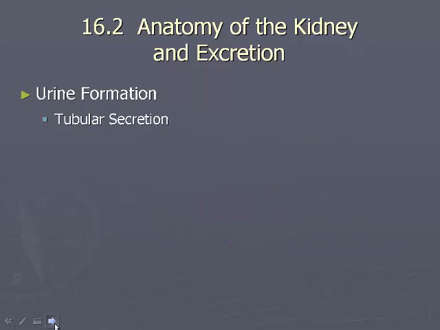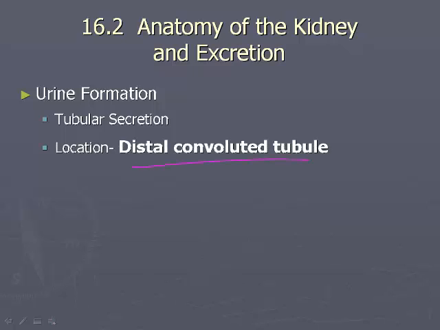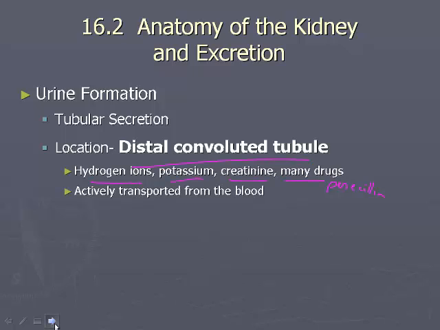Tubular secretion is the last one. So what's happening here, this is in the last part of your nephron, the distal convoluted tubule. So things like this are going to be brought back into the tubule from the blood. So hydrogen ions, if you want to raise the pH of your blood, potassium, creatinine, and any other drugs like penicillin will be brought back into the tubules because we want to get rid of those. And they're actively transported from the blood, so need energy.